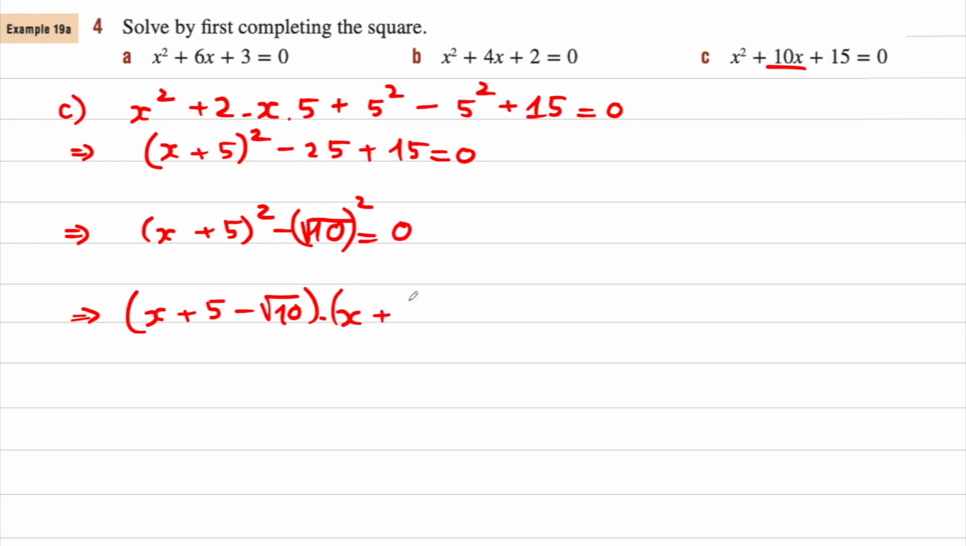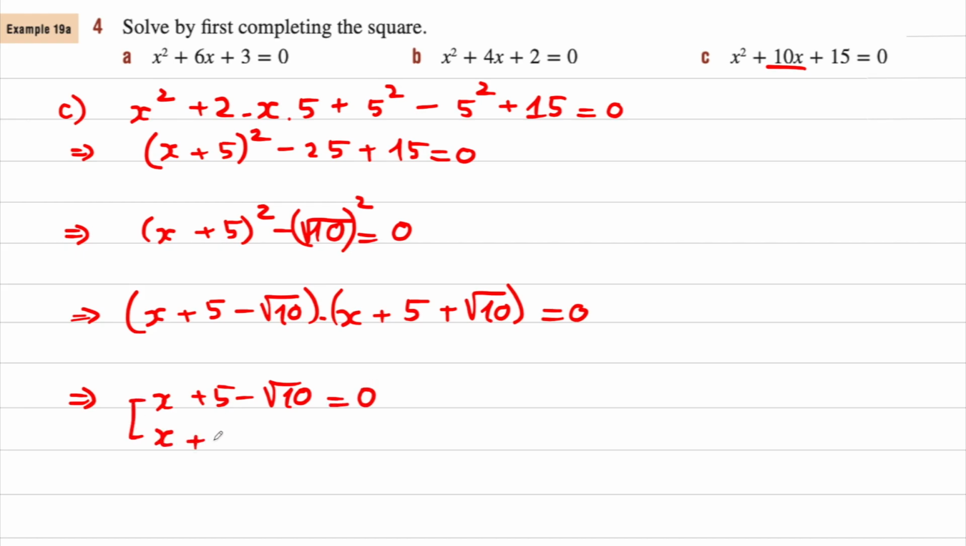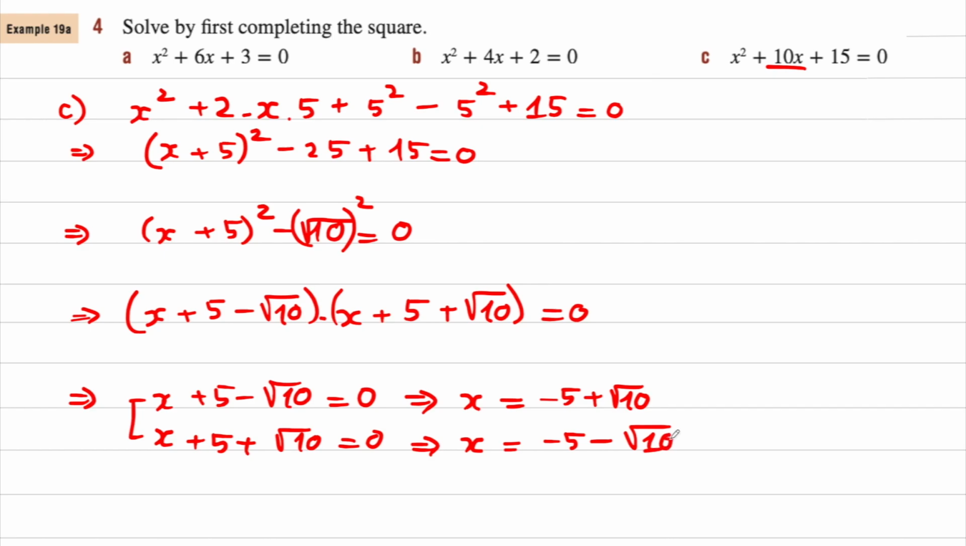And x plus 5, apply the difference of squares formula with 10 here. So x plus 5 minus square root 10 equal to 0, and the next one will be x plus 5 plus square root 10 equal to 0. So using the transposing method, you got minus 5 plus square root of 10 here, and the next one, minus 5 minus square root of 10. Here are the two solutions for question C.